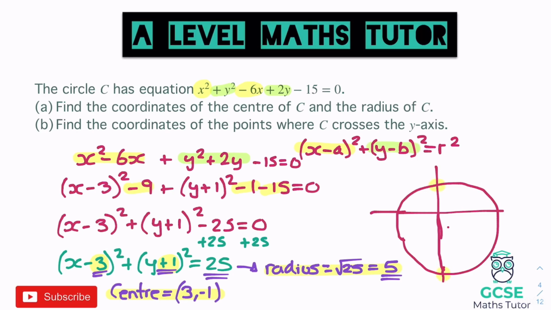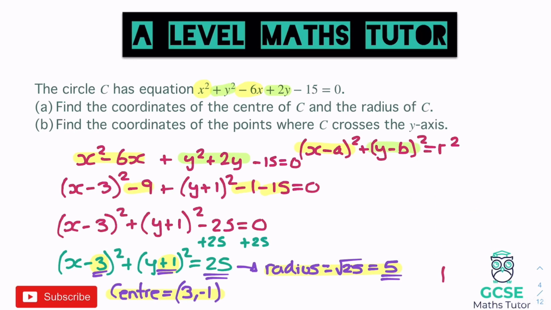Now the logical thing about this question is that for any point on the y-axis, the x coordinate is always going to be 0. So if we want to know what the y coordinates are where it crosses the y-axis, all we have to do is sub in x equals 0. Let's get rid of that sketch, but that gives you an idea of what we're looking at, when x equals 0. So if I sub that into my equation, what do we get when x equals 0?